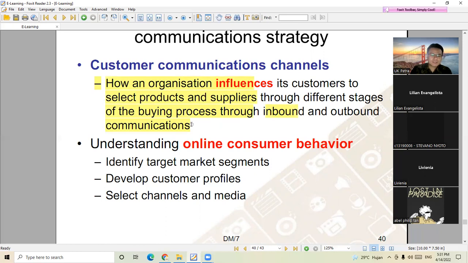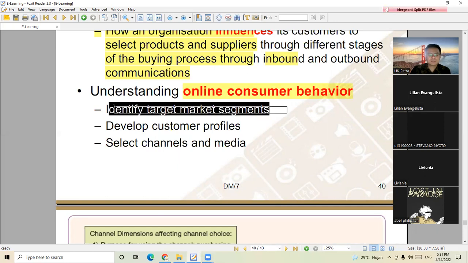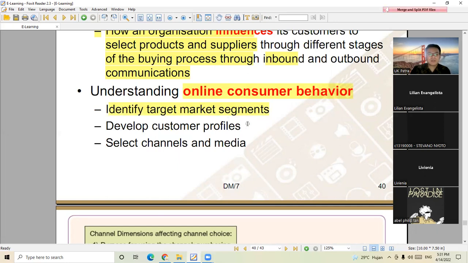In doing this, the company should fully understand customer behavior. Consumer behavior includes, for example, that we have to identify the target market segments. We may develop the customer profiles, and we can also select the channels and media.